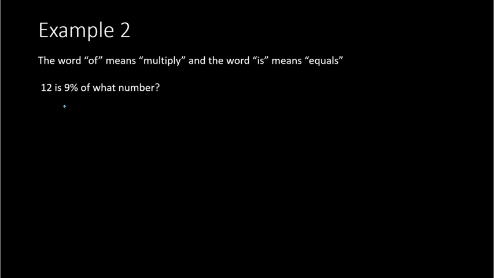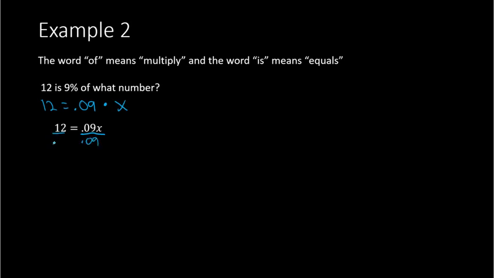So here we can translate into an equation. 12 is 12, "is" is equals. 9% as a decimal: the decimal point moves over 2 places, which gives you 0.09. "Of" means multiply. And then "what number" is unknown, so we'll call that X. So this is our equation that we solve. To solve this, we get rid of the 0.09 that's being multiplied, and we do that by doing the inverse, which is divide.